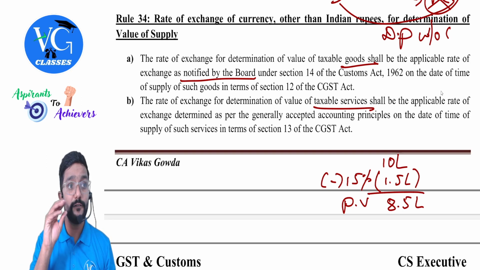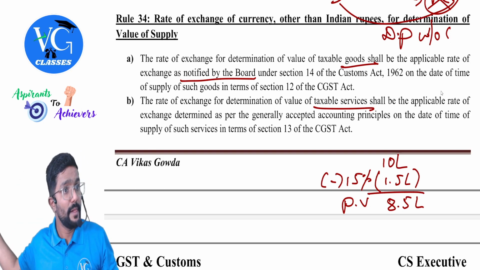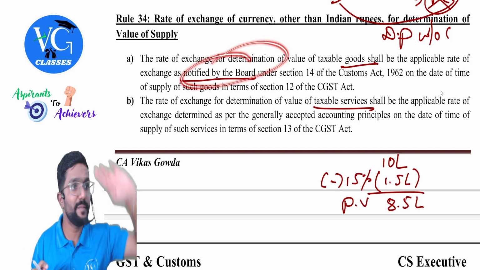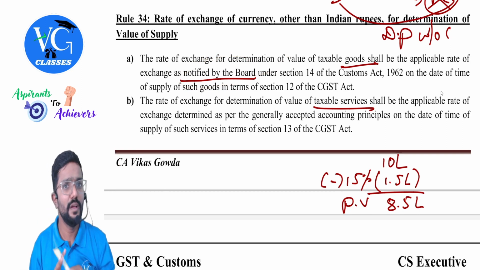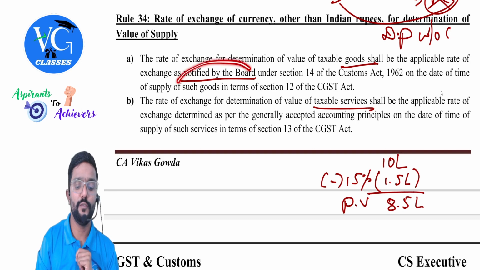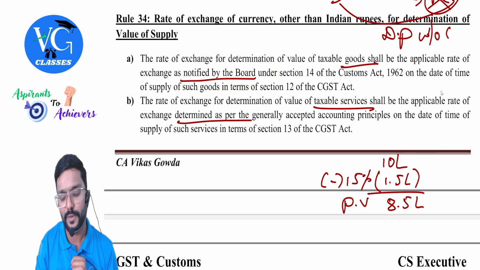Please be careful with this, because sometimes they will intentionally give different exchange rates. For example, here they may give the exchange rate notified by CBIC, or the exchange rate notified by RBI, or the central government, just to confuse you. Will you take all that? No, no. We will take what is notified by the board. Same way, here we will take what is determined as per GAAP.